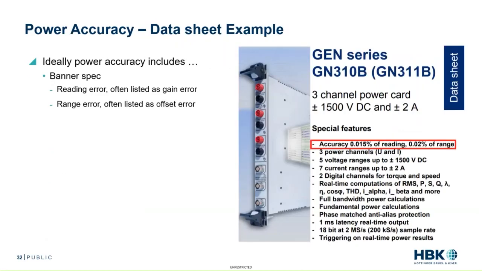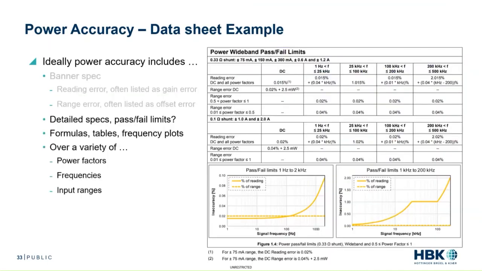So ideally, a power analyzer's accuracy specification should include accuracy along with quite a number of pieces of information. So for example, here's a datasheet example of a 3-channel power card for a power analyzer. For example, we first have the banner spec 0.015% of reading, which is often the gain error, and then 0.02% of range, often listed as the offset error. So if you're looking to seriously improve efficiency, this is one of the best banner specs that I've seen.